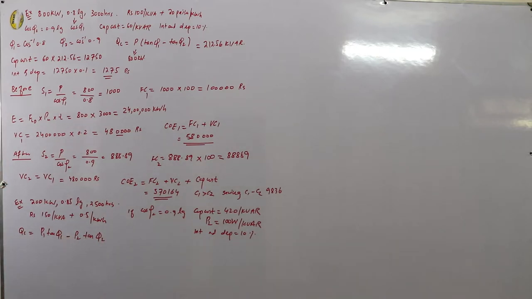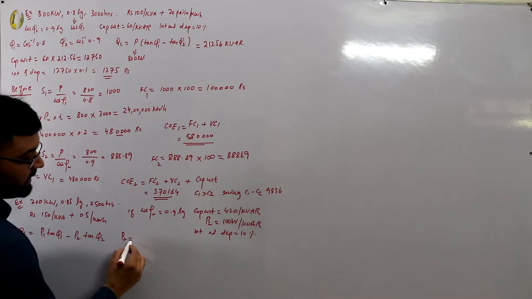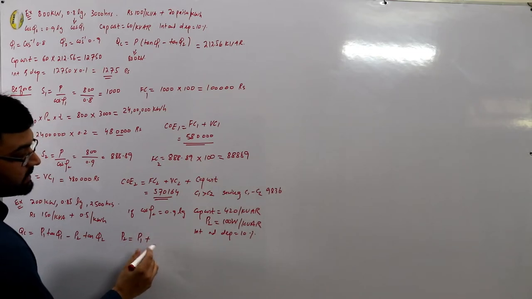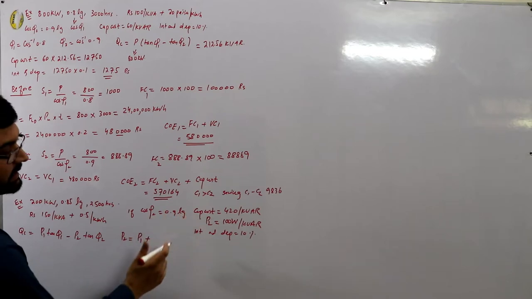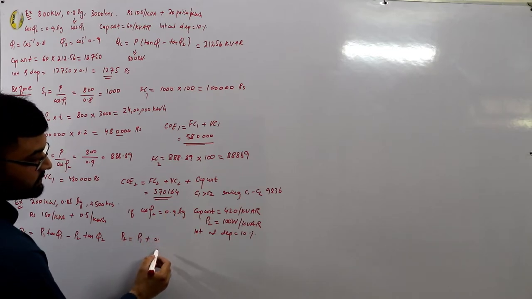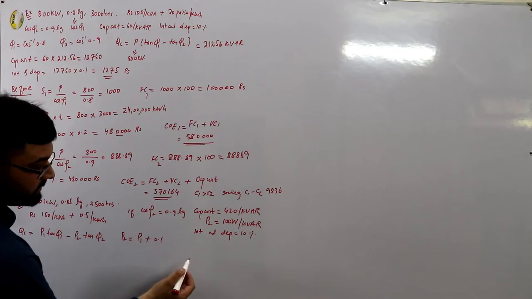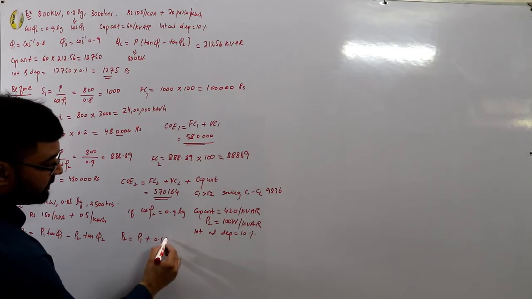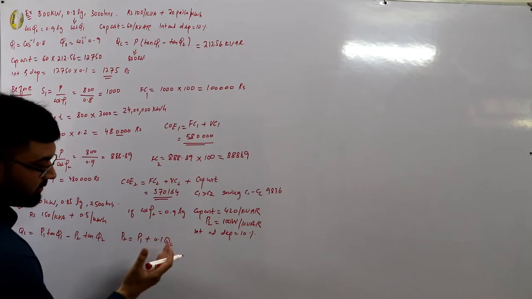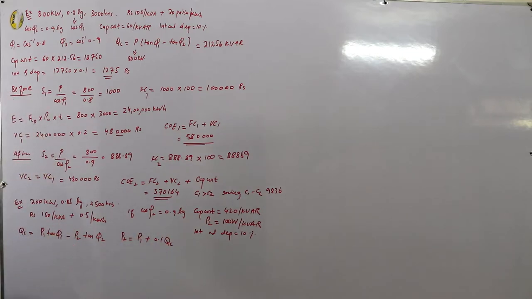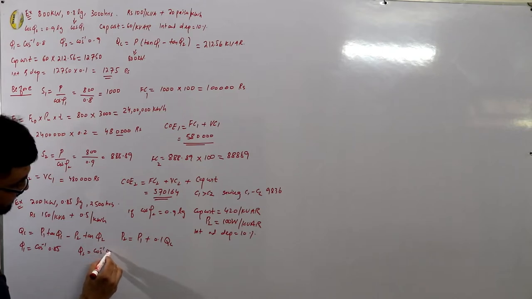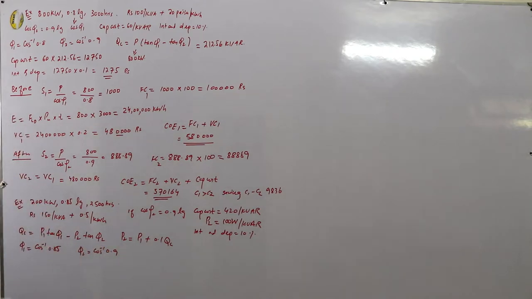But have a look, P2 over here would be what? P2 over here would be P1 plus the losses in the capacitor, that is 100 watts. So I would just put it at 0.1 kilowatt of QC per kVAr, right? Yes, so now put it over here. Similarly, you can find out phi1 and phi2 from here. Phi1 is the cos inverse of 0.85 and phi2 would be the cos inverse of 0.9. Now you can put it up over here.